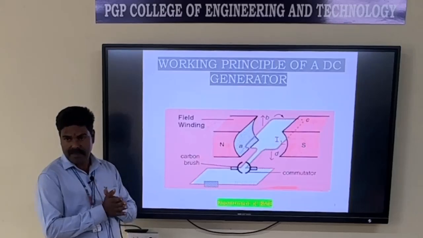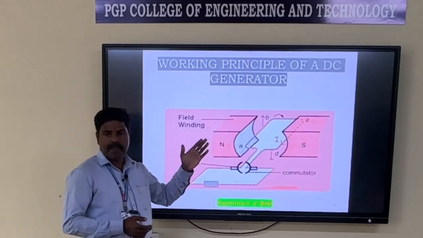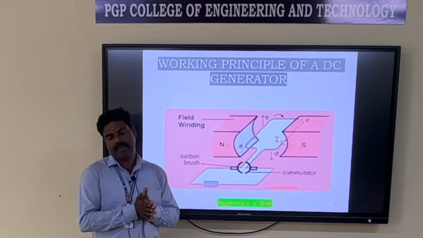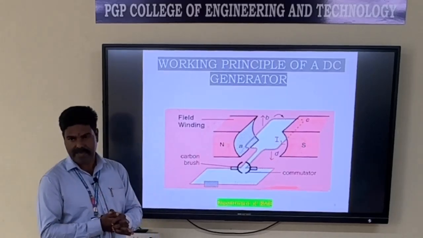In the electrical energy, some supply voltage is there, and that opposes the induced EMF. In a DC motor, the generated EMF is otherwise known as back EMF.